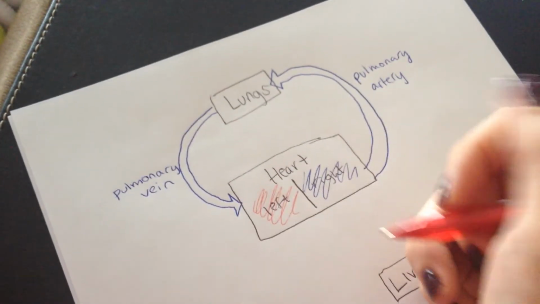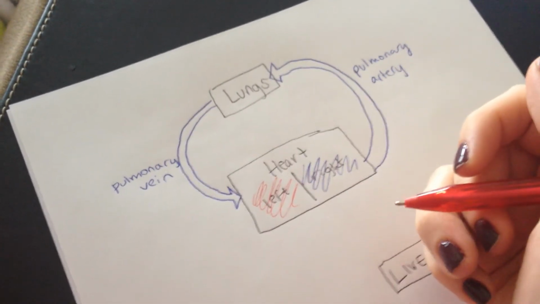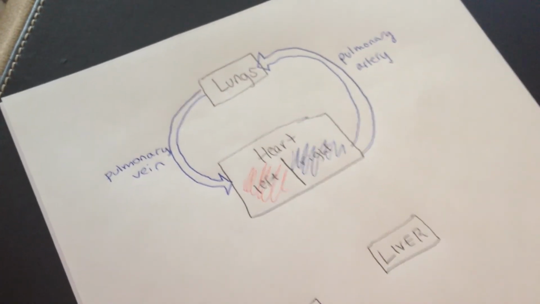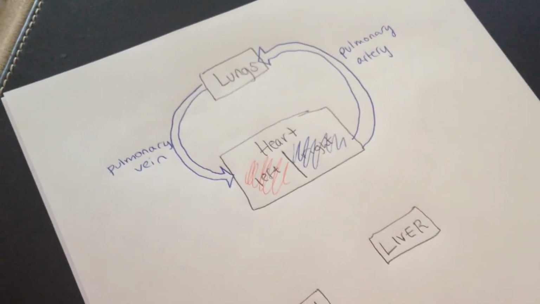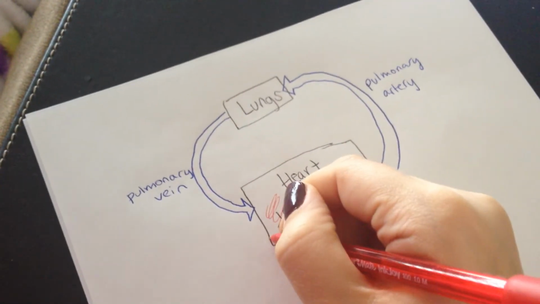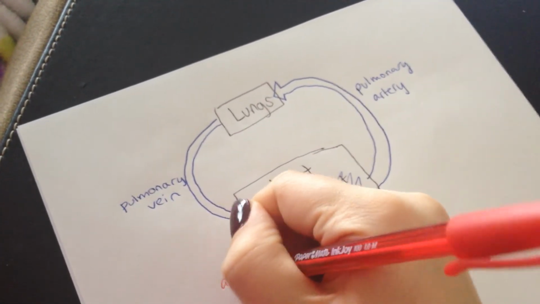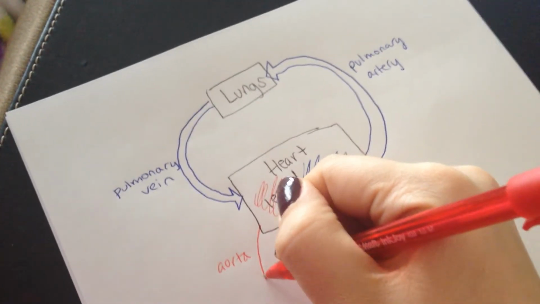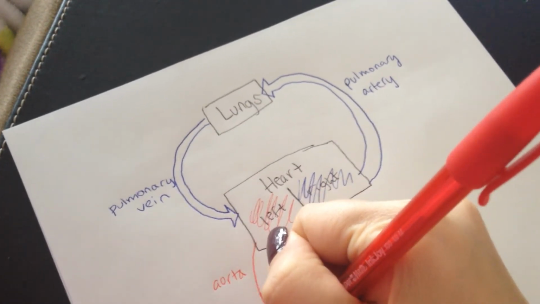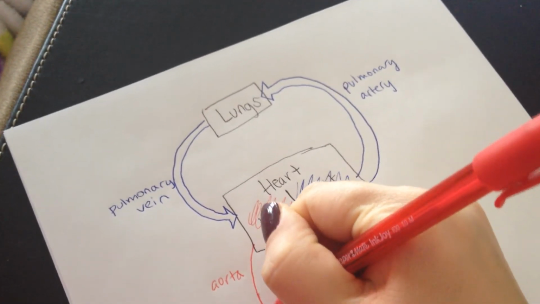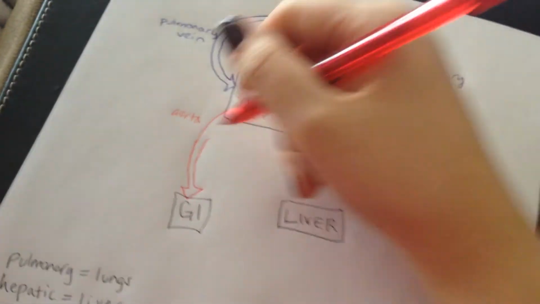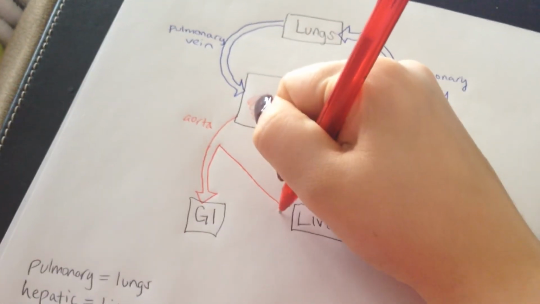So the first thing that we know is that the blood leaving your heart from the left side mainly leaves out of an artery called the aorta. That is a major artery, the main artery. So we have something here called aorta. It's a major artery. Now, this aorta can take blood straight to the GI tract, straight to your digestive system, or it can take it straight to your liver.